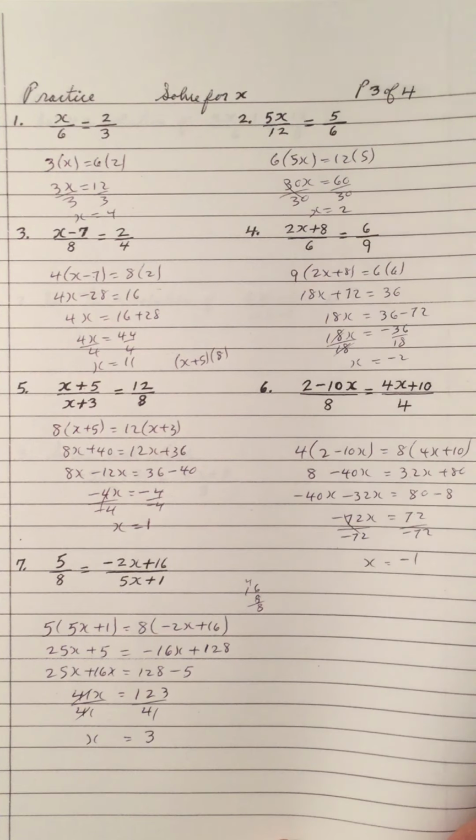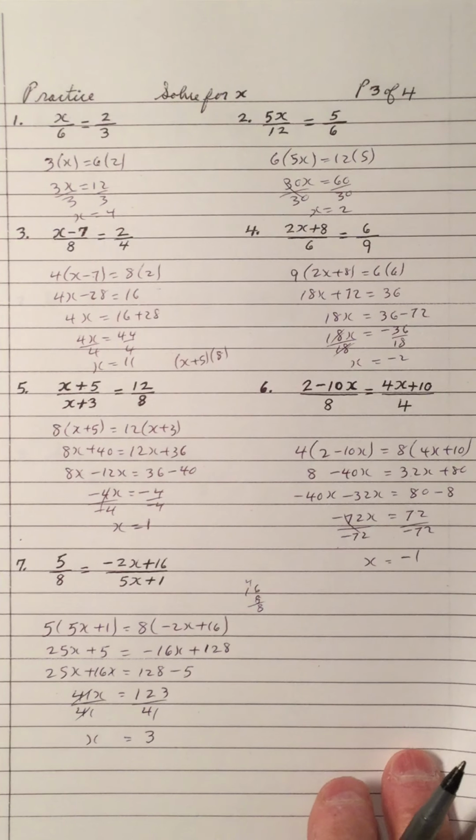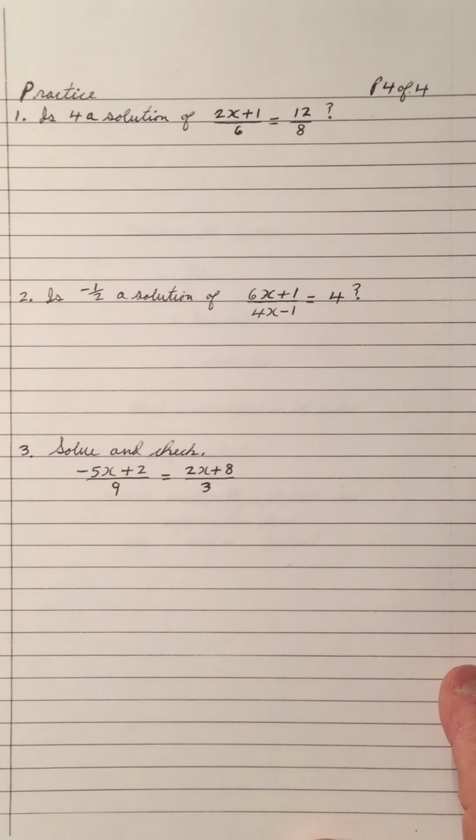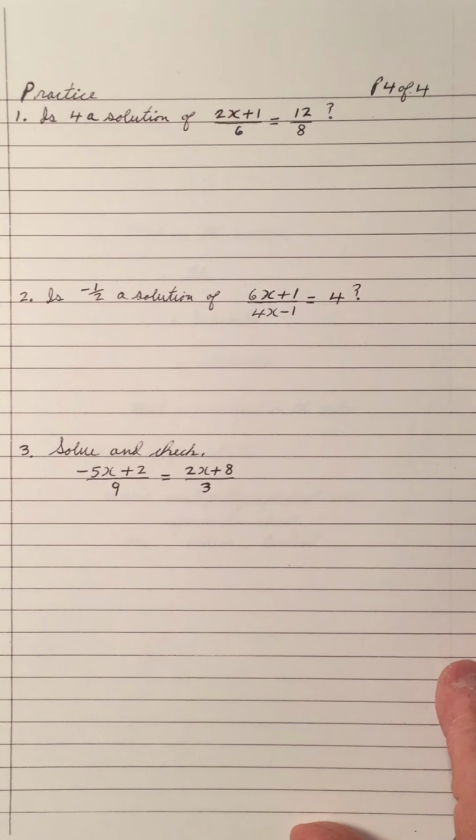And they're all worked out. Hopefully you did well, and you cross multiplied. Two fractions are equal, cross multiply. And the last page, we work this out. Practice. Practice means pause the video and see if you can work these out.